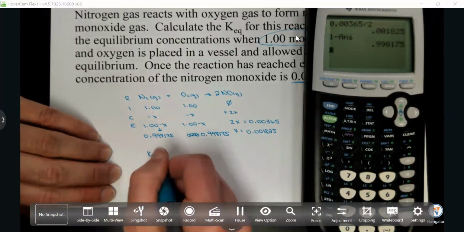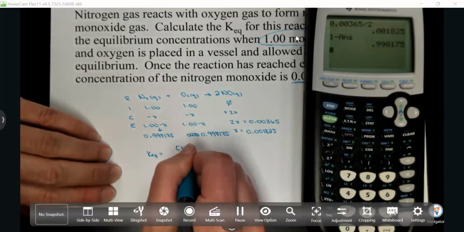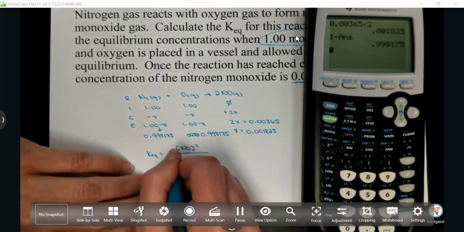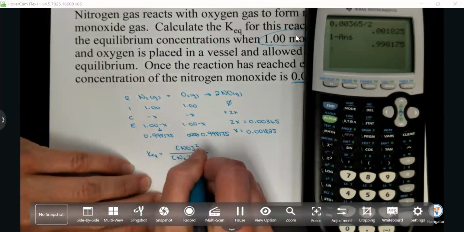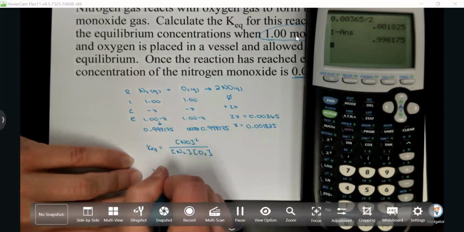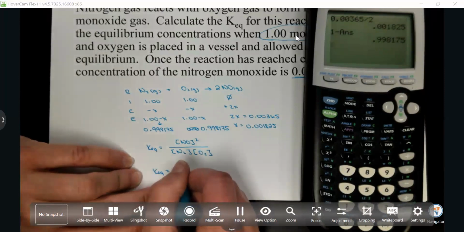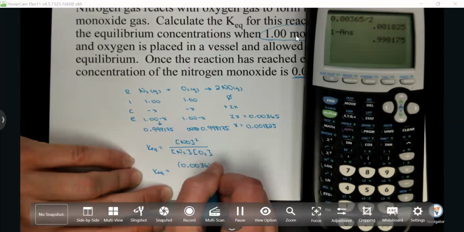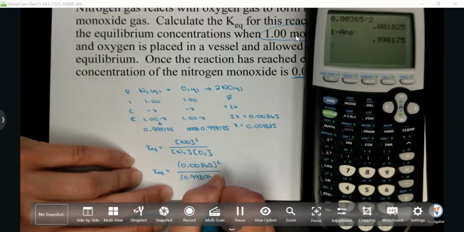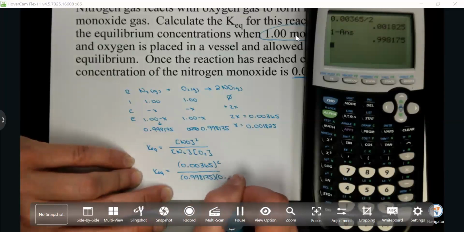So now we're going to write an equilibrium expression. We always write an equilibrium expression so that we don't make any mistakes when we plug values in. So we have NO concentration squared up on the top, concentrations of N2 and O2 down here at the bottom. So our KEQ is going to be equal to 0.00365 squared divided by 0.998175. And we could either just square that or just write it out again.